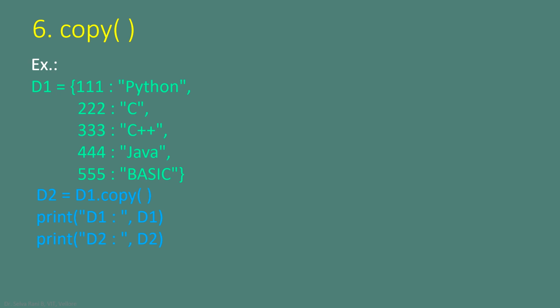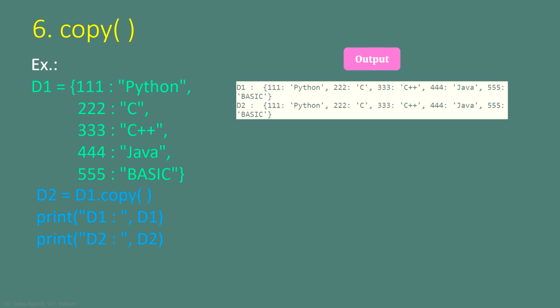Let us display the content of both D1 and D2 using the print statements print(D1) and print(D2). Now the output is as shown on the screen. D1 will be having all the elements with the keys 111, 222, 333, 444, 555. Similarly, D2 is also having the same elements with the keys 111, 222, 333, 444, and 555.